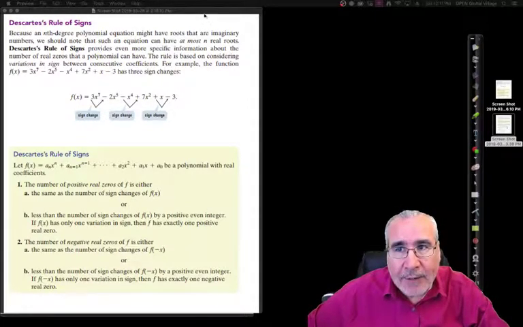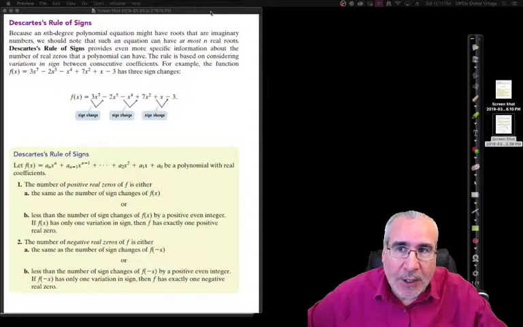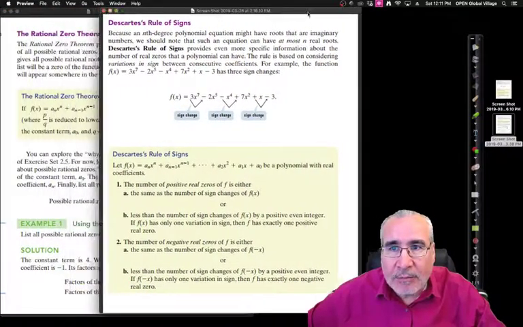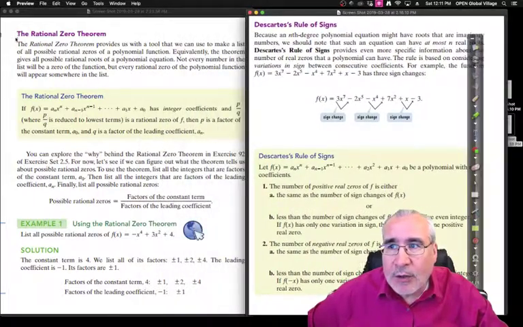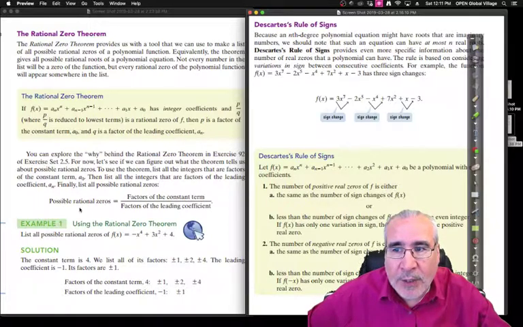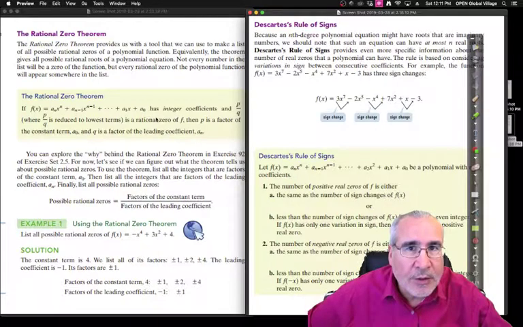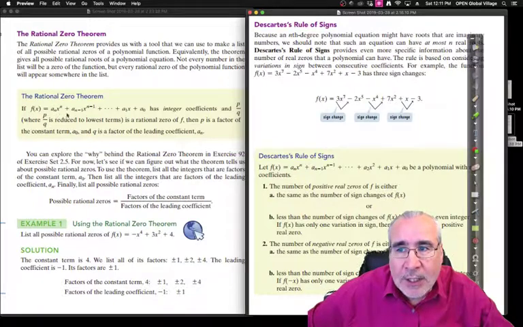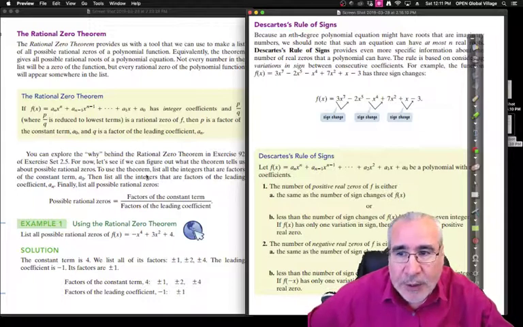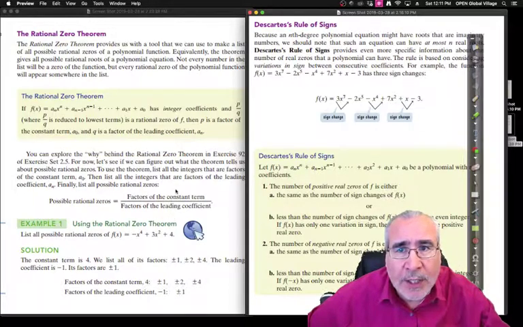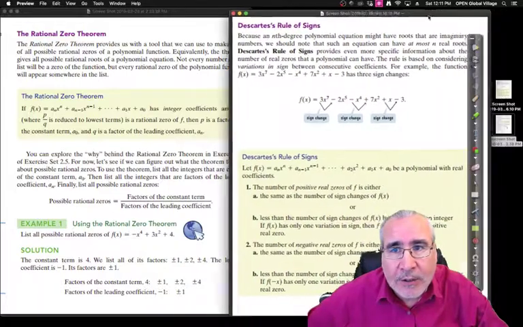But then once we have the possible numbers, as we will see, by counting the sign changes, we will then need to use the rational zero theorem to actually find them. The possible rational zeros occur at the ratio of the factors of the constant term, that's the term without any variable, divided by the factors of the leading coefficient, which is the coefficient in front of the term with the largest degree, the largest exponent. We'll take a look at how we do that, but first we'll apply Descartes' Rule of Signs.